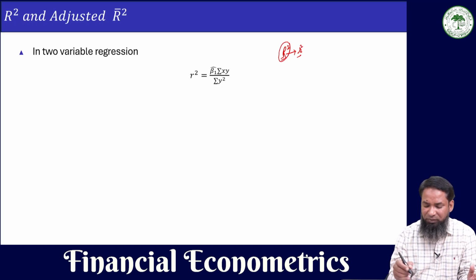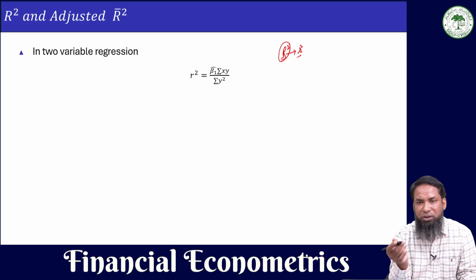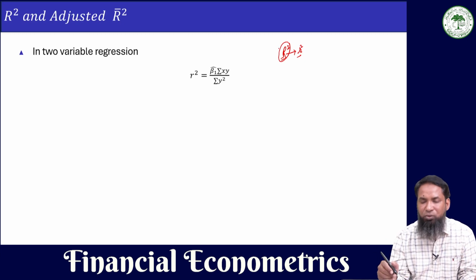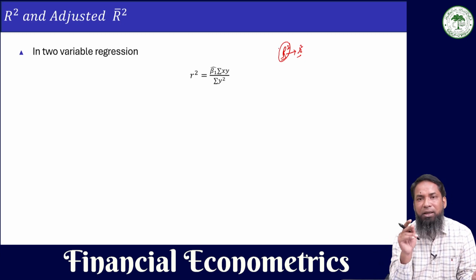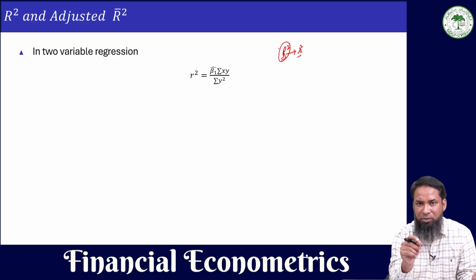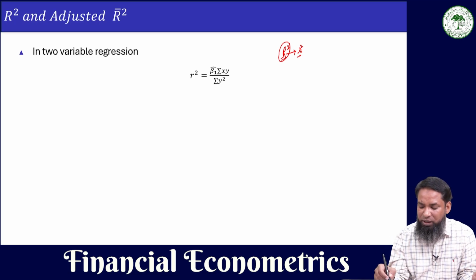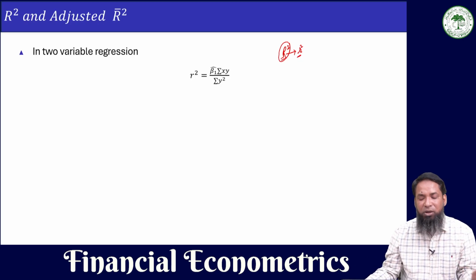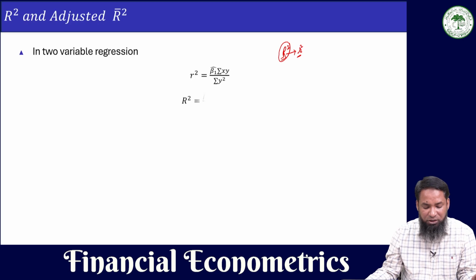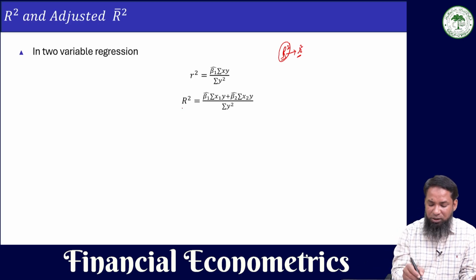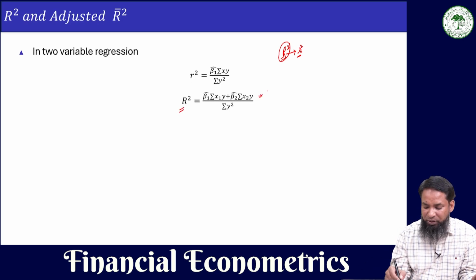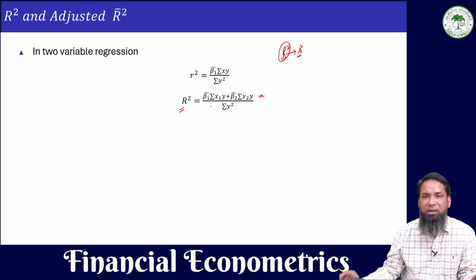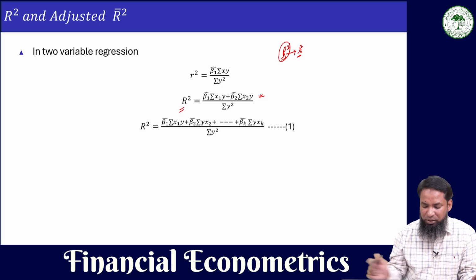However, that is the convention we are using. In general, we use the capital R square, but specific to the two variable regression model, we could use small r square instead of capital R square. So in the two variable regression model, we have this scenario. However, in case of the multiple regression model, that is the R square, we will have this. And if we generalize this up to the k, then we can write this.